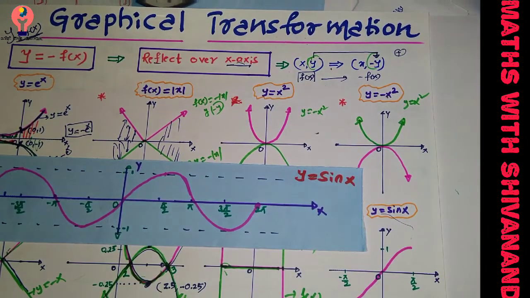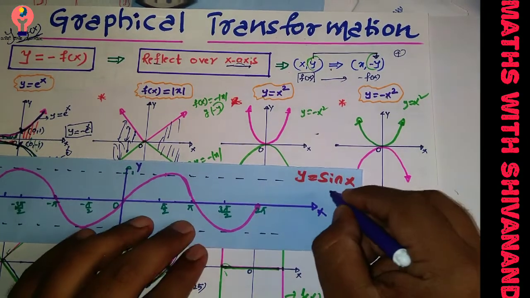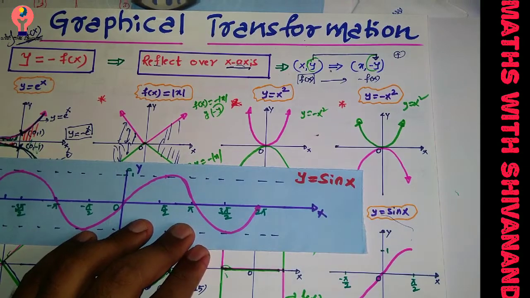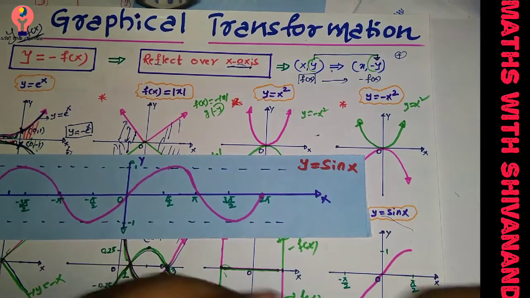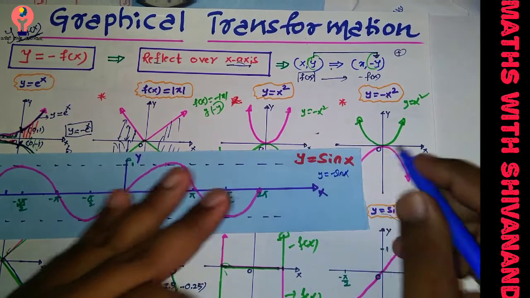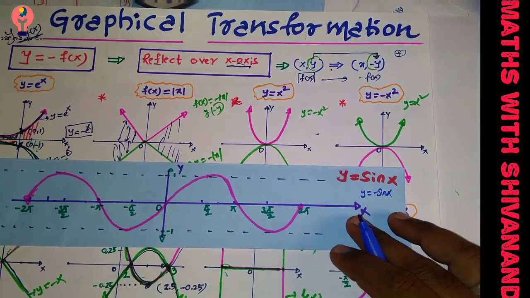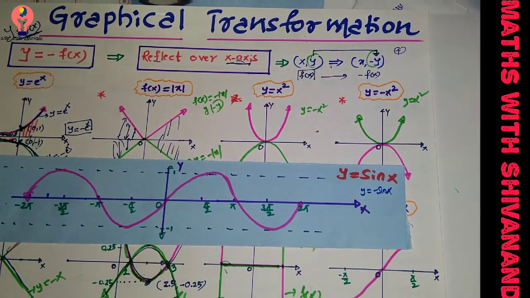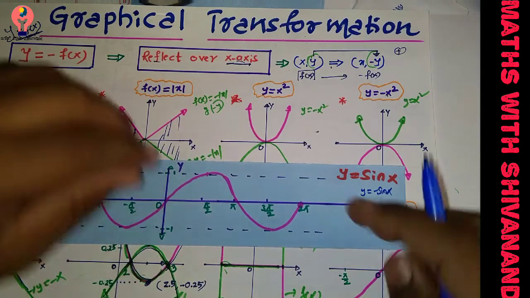Okay, what to do? Sin x. Now I need to sketch. Now my task is to sketch what? Y is equal to minus sin x. So y is equal to minus sin x here. What you need to do here is reflect the entire graph over the x-axis. I will take only a part here.